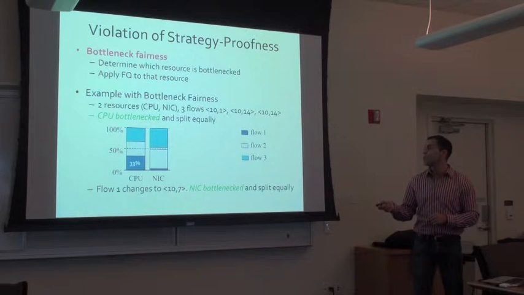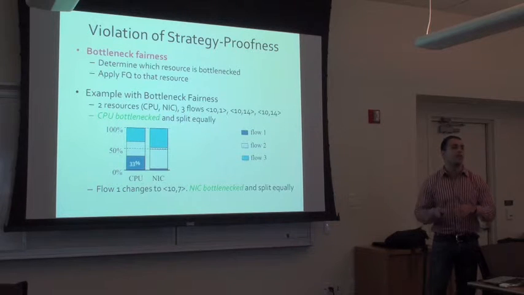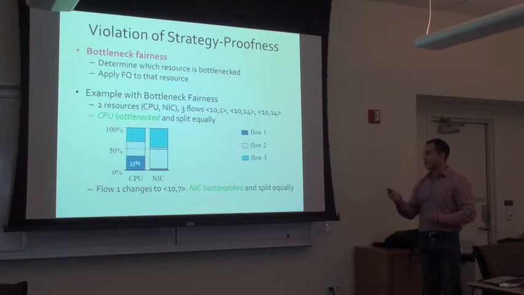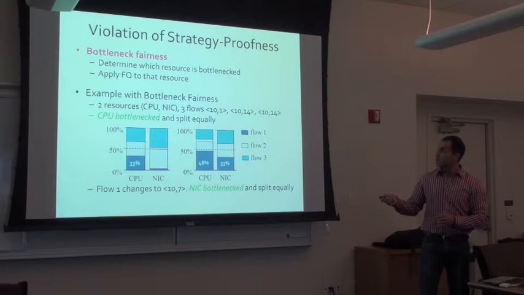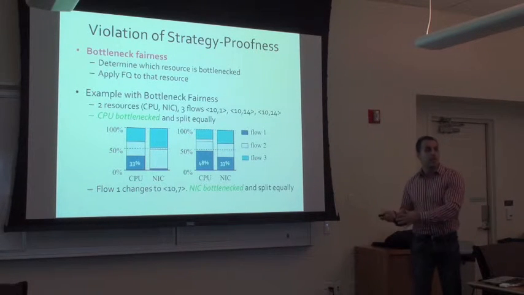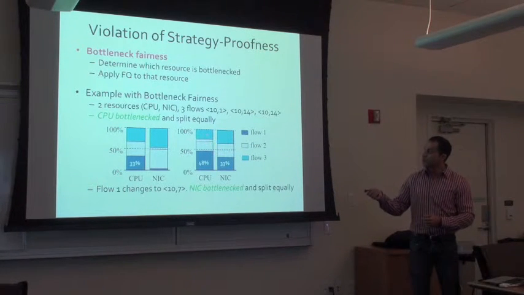So it's instead using 7 instead of 1. Then what's going to happen if you do the same thing, if you add these up, you'll notice that 7 plus 14 plus 14, 35, is going to be the bottleneck. So we're going to now bottleneck on the NIC instead. If we look at that now, we see that we're going to split. So we would then apply fair queuing to the second resource, split that evenly across these three flows, and there would be a little bit of slack on the first resource.